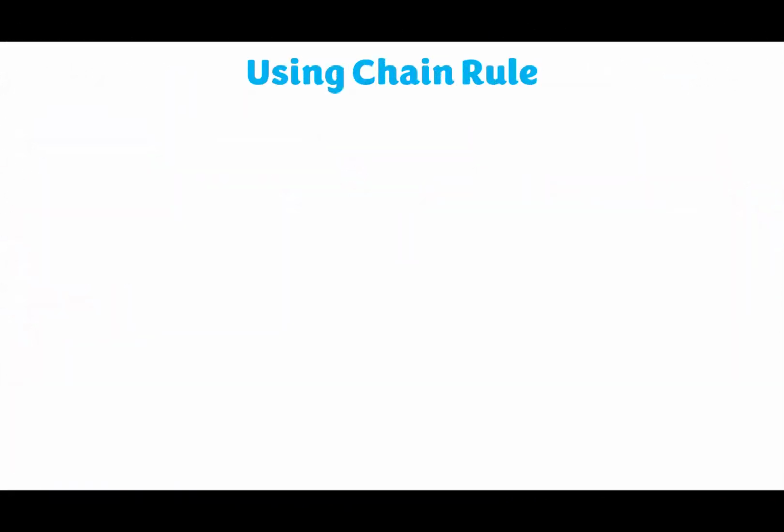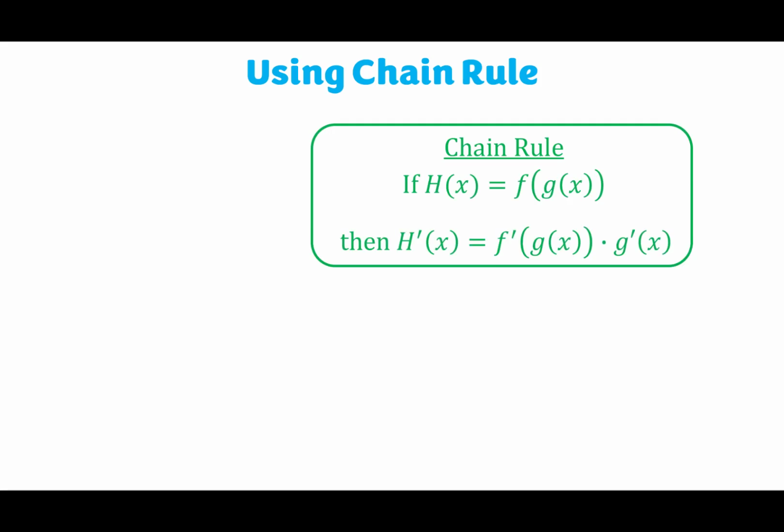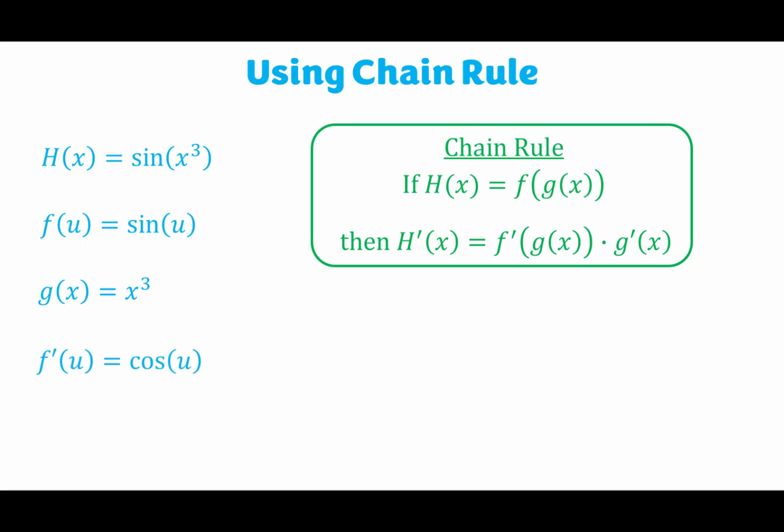So let's look at one example using chain rule. Let's put chain rule on the right-hand side for reference, and let h of x equal sine of x cubed. And we need to identify our outer function and our inner function. All right, so the outer function is sine of u, and the inner function is x cubed. We're going to take the derivatives of both. So the derivative of sine of u is cosine of u, and the derivative of x cubed is 3x squared. And that's all we need for chain rule.